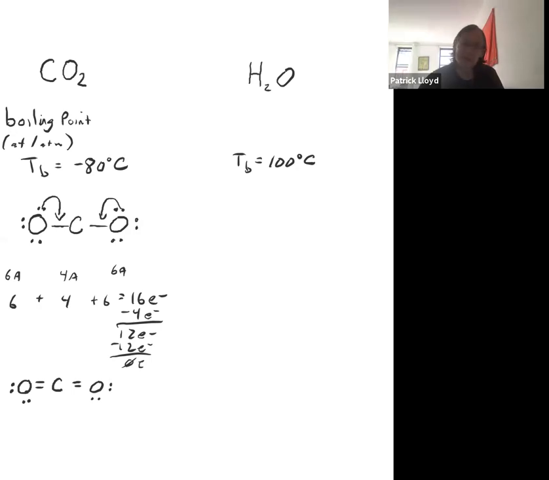Okay, so there's your carbon dioxide. Let's do the same thing for water. We've done the water pretty easily, right? We know how to do that one.